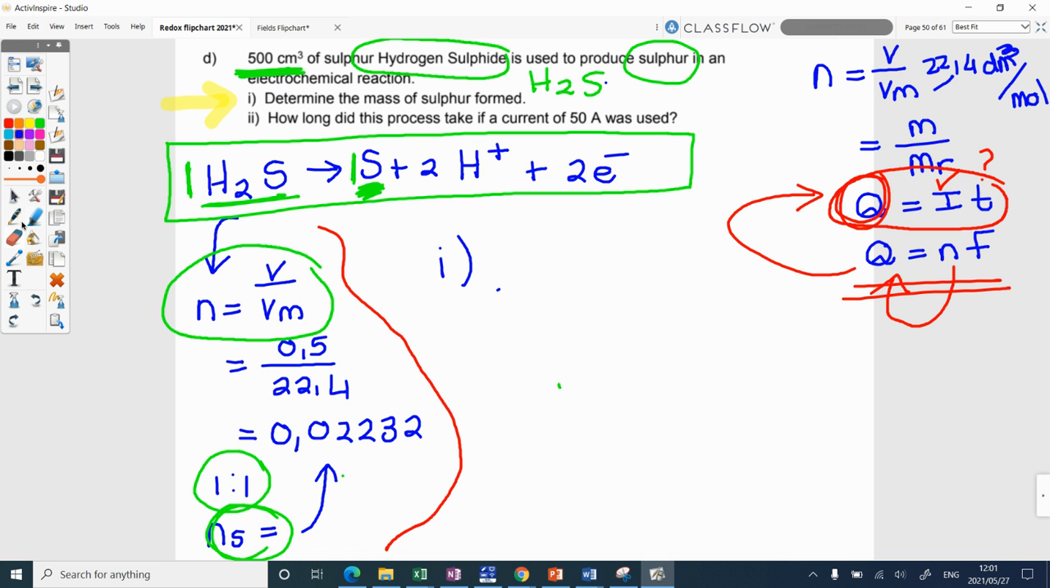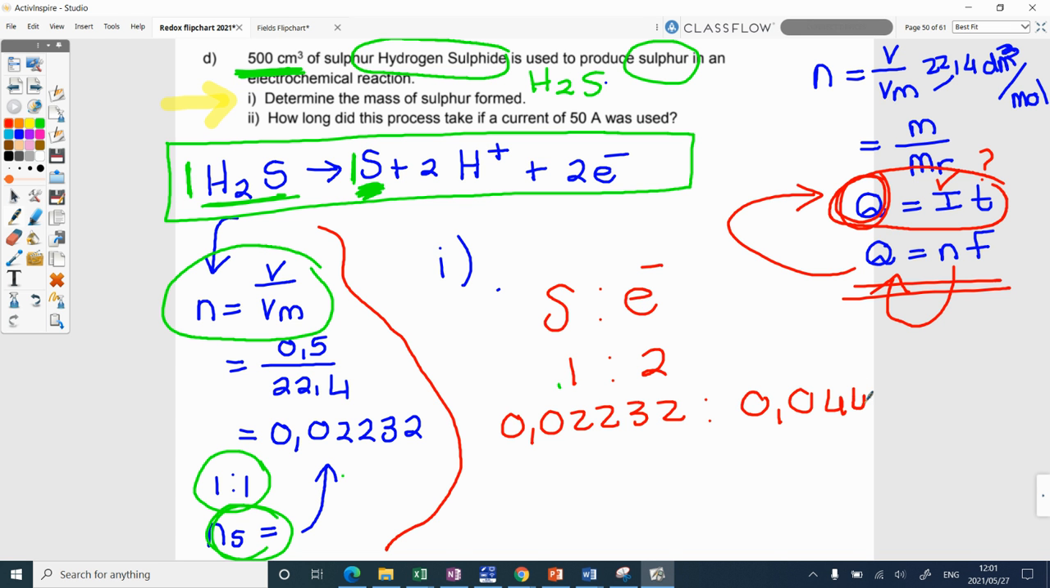Because the ratio that we're now going to use is the ratio of sulfur to electrons, and that is 1 to 2. And we have these moles, 0.0232, or you can leave it as a fraction. Then you just have to times that by 2, which is 0.04464. Are you with me now, Rose? Okay. Now we have the moles of electrons.